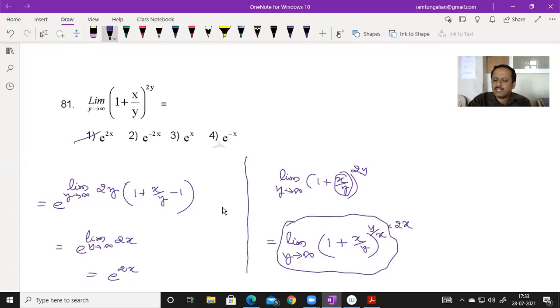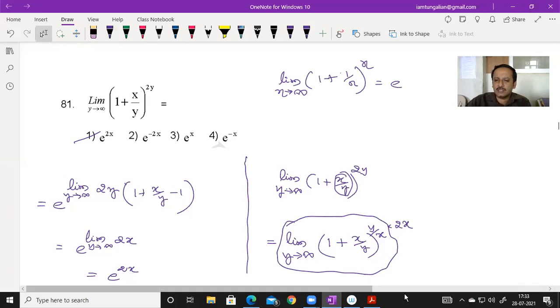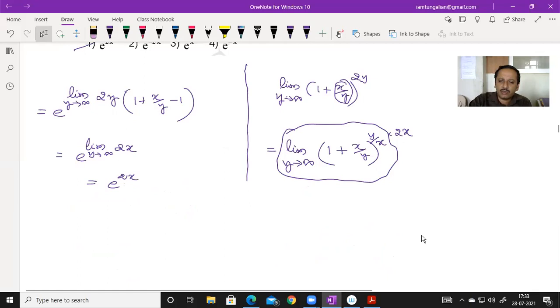Limit y tends to infinity (1 plus x by y) whole power y by x. The formula says limit n tends to infinity (1 plus 1 by n) whole power n is equal to e. So here x by y is there, its power is y by x, therefore this will be equal to e, and power 2x will remain, e to the power 2x.